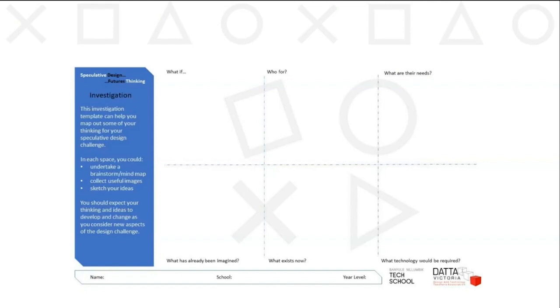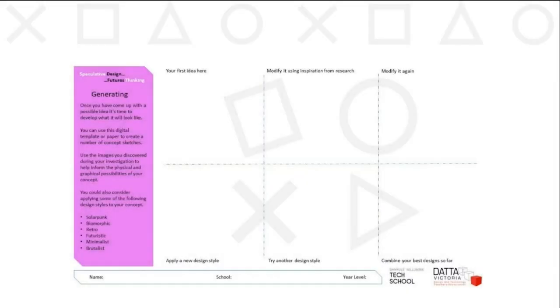To help you with this speculative design challenge, we've provided several thinking templates for you. This first one is where you get to investigate all the possibilities. You get to think about the scenario that's been proposed, who you're designing for, what their needs are. You can think about what's already been created, or what people are already imagining, and you can also think about the technology that would be required to make your idea come to life.